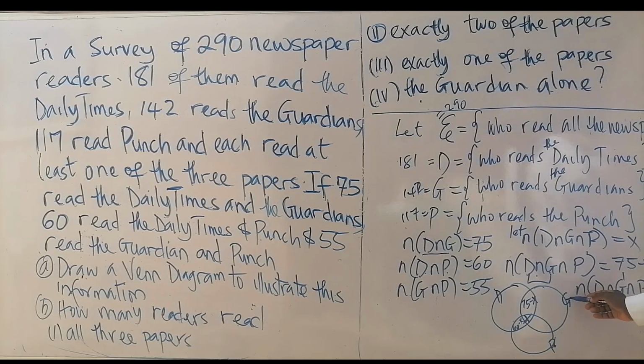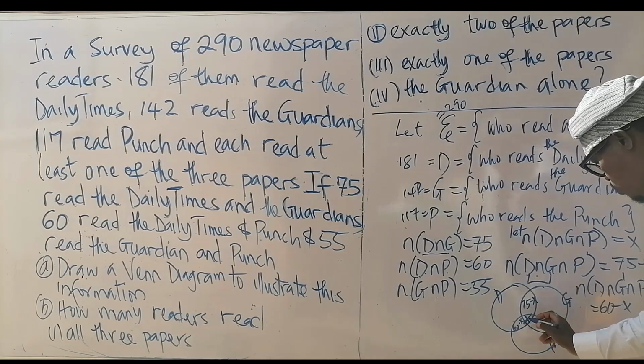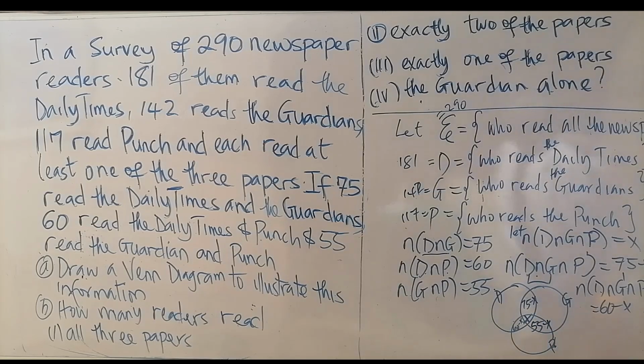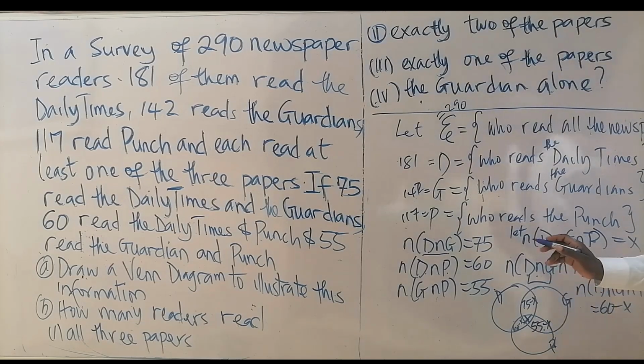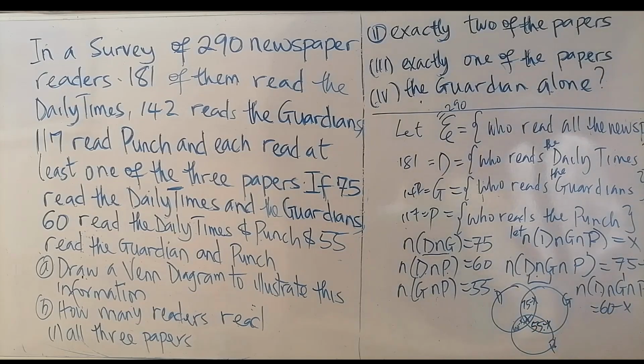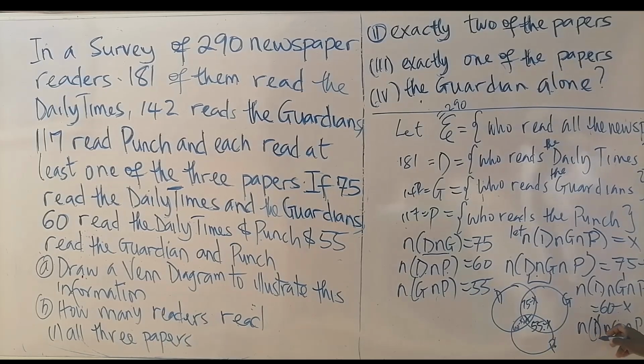We can also get Guardians and Punch. Remove X from 55, that's 55 minus X. Those that read all the papers are also among those that read two papers. So to find only Guardians and Punch, you have to remove this X from 55, excluding the Daily Times.